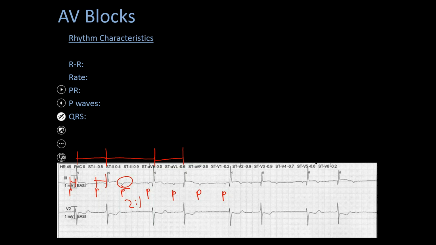So what rhythm does this look like? If we have a PR that gets longer, longer, longer, followed by a dropped beat, followed by a blocked P wave, I'm going to say this is second degree AV block type 1, because type 2 would have a consistent PR, which this does not. And if it was third degree AV block, there would be clear AV dissociation, which we would know because the R to R's for a third degree AV block would be very regular.